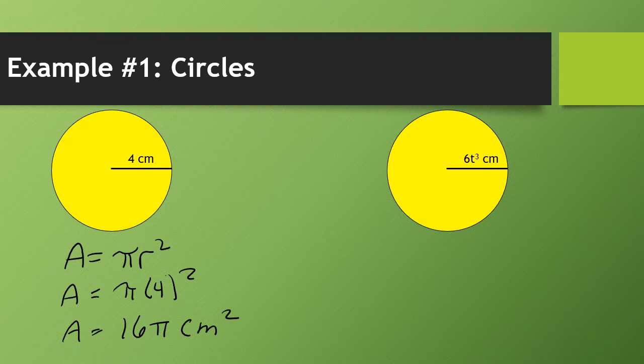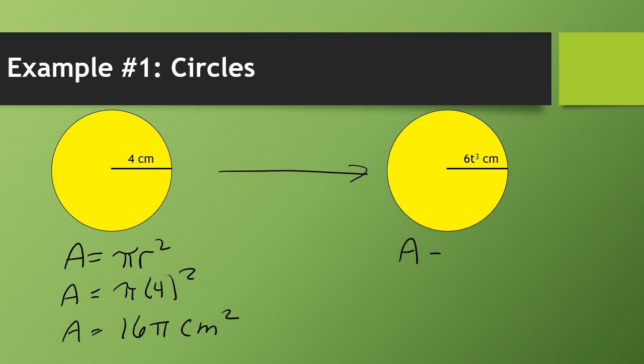For today, I want exact answers. You do not need to get a calculator out, so just leave your answer as 16 pi, and we will roll with that. Okay, so now I'm going to translate that to a circle where the radius has a variable in it, 6t cubed centimeters squared.